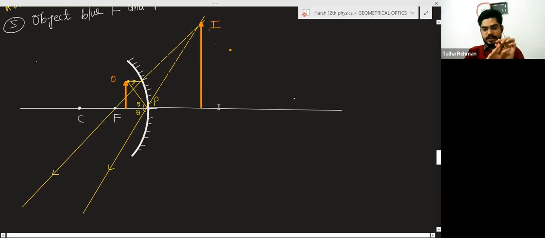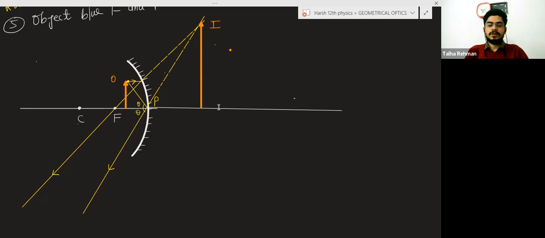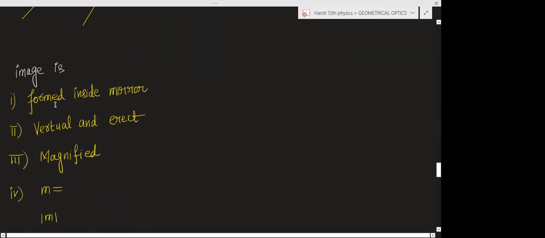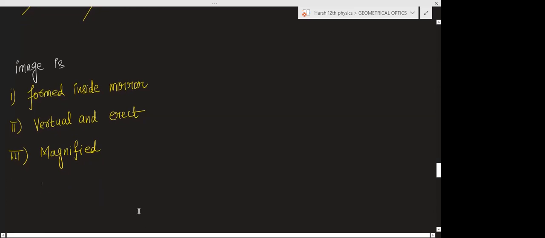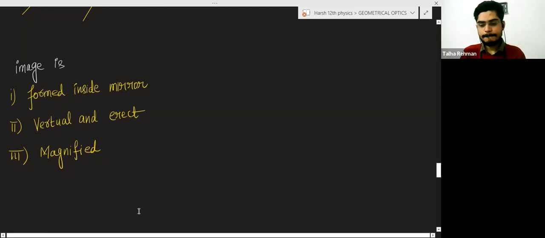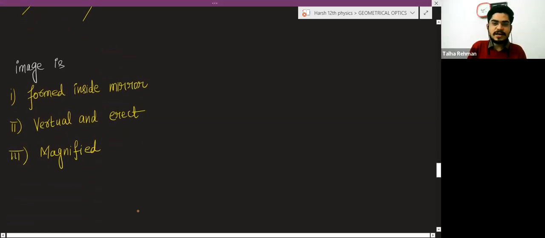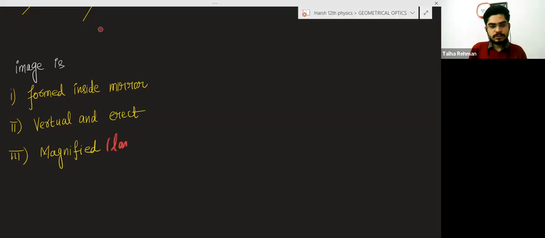Always remember, if the image is virtual, then it will be erect. If the image is real, then it will be inverted. And where is the image formed? Inside the mirror, virtual and erect, and magnified. What is the meaning of magnified? The image is larger than the object. Not much larger, but just larger than the object.